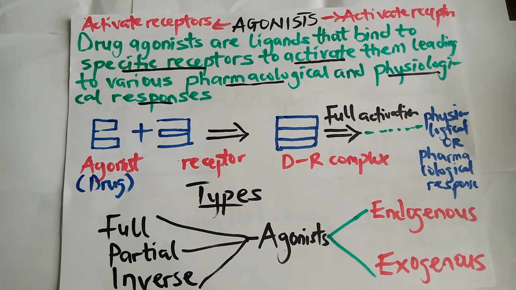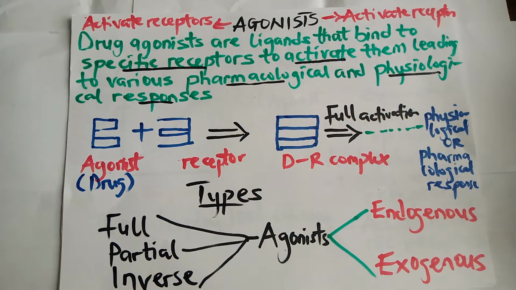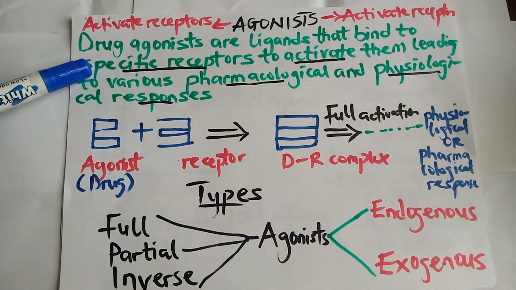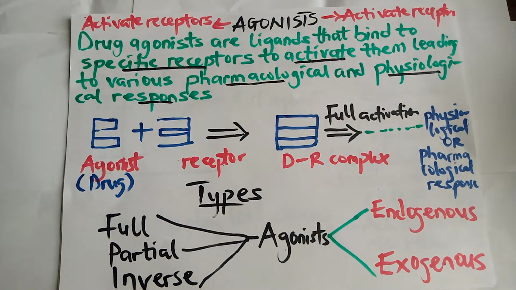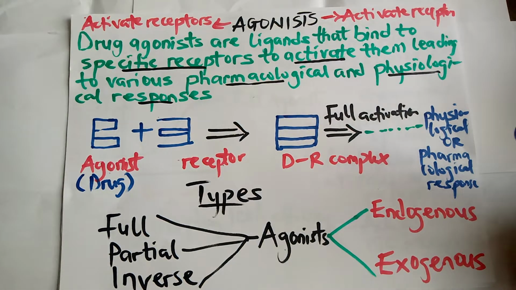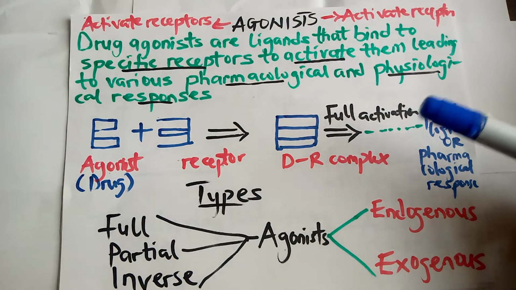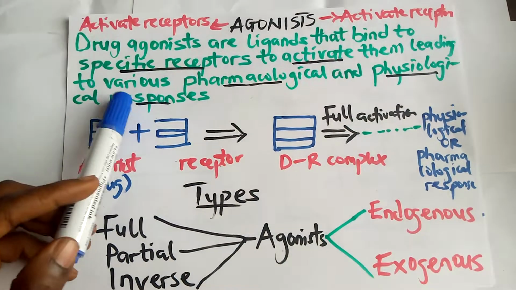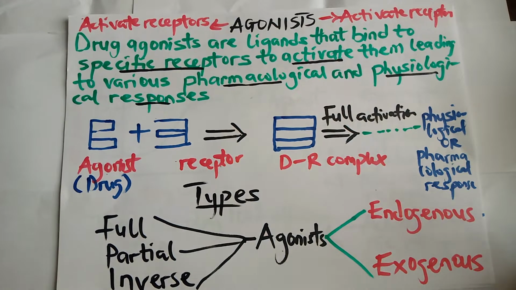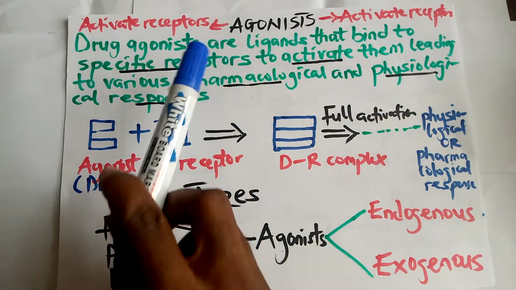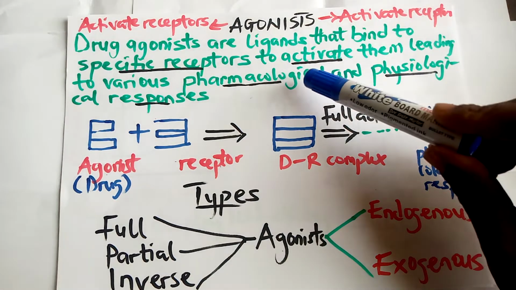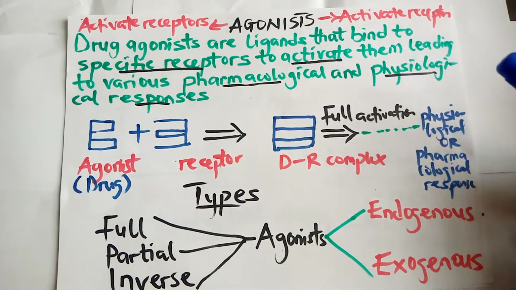So, what is a drug agonist? A drug agonist is actually a ligand that binds to specific receptors and activates them, leading to different and various pharmacological or physiological responses. So, drug agonists are usually ligands. First of all, they are ligands. They bind to specific receptors and activate them, leading to various pharmacological and physiological responses.